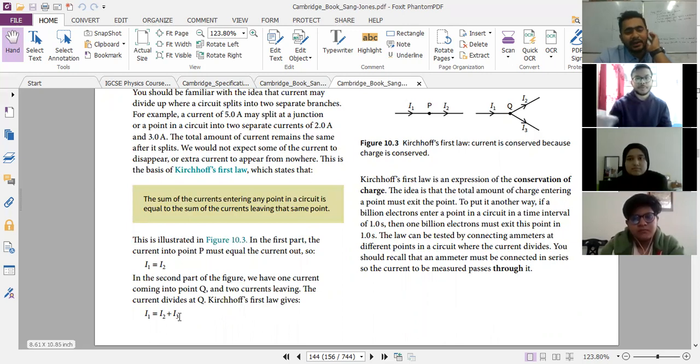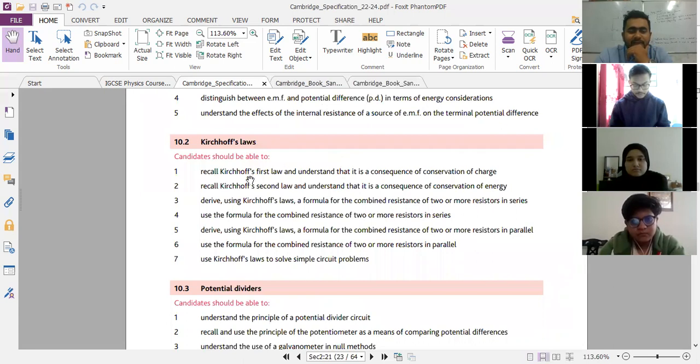So we have now equated the current, but now we have to keep in mind the actual specification point we are touching. Recall Kirchhoff's first law. This is the first law: the sum of current entering a point is equal to the sum of current leaving a point. Understand that it is a consequence of conservation of charge.